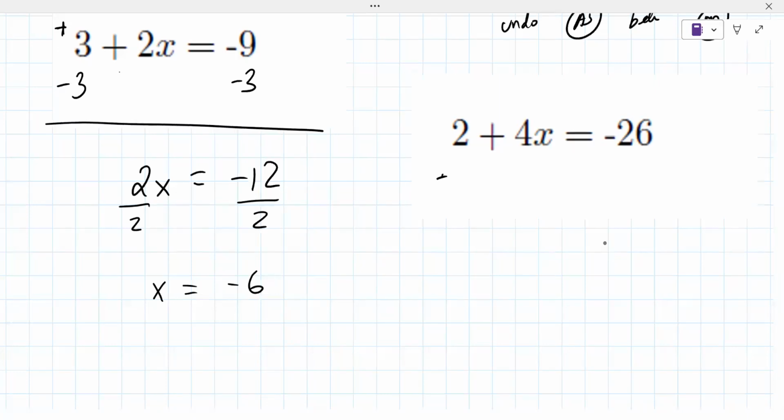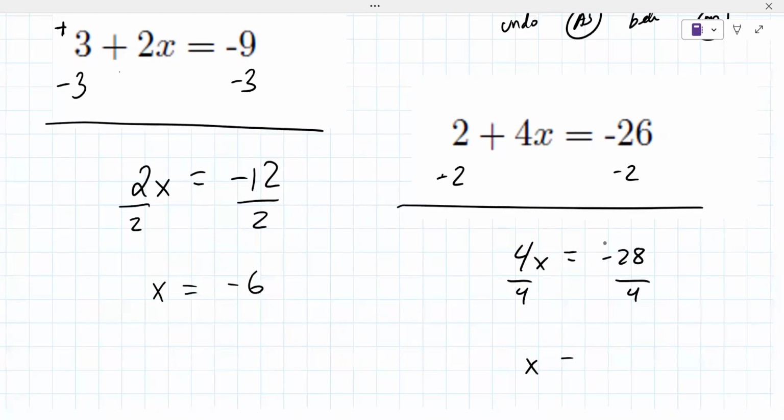Okay, I got x equals -7. I believe that is correct. You subtract 2 from both sides. 4x equals minus 28, divide by 4, x equals minus 7, like that.